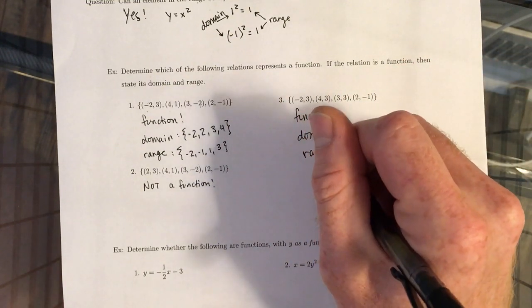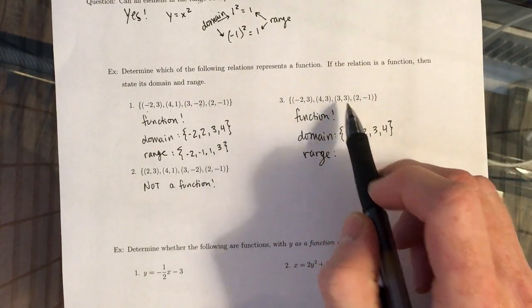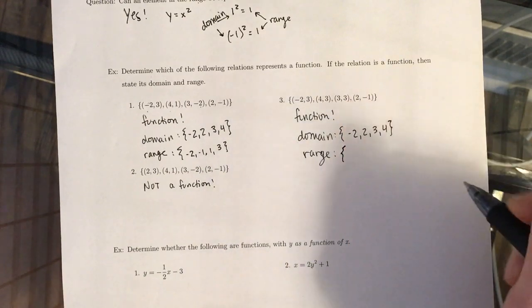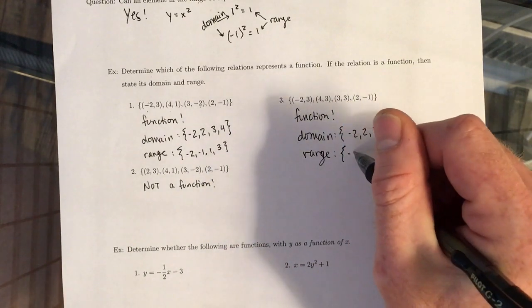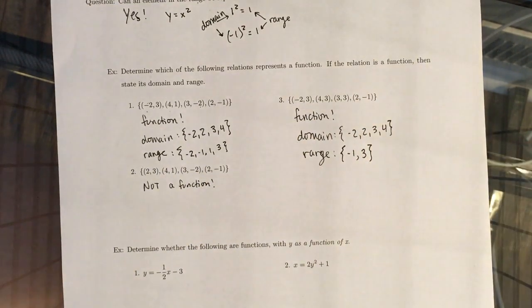And for the range, we have 3, 3, 3, -1. And since we're working with sets, we don't have any repeats. So in the range, we have a -1 and a 3. And that is our range here.